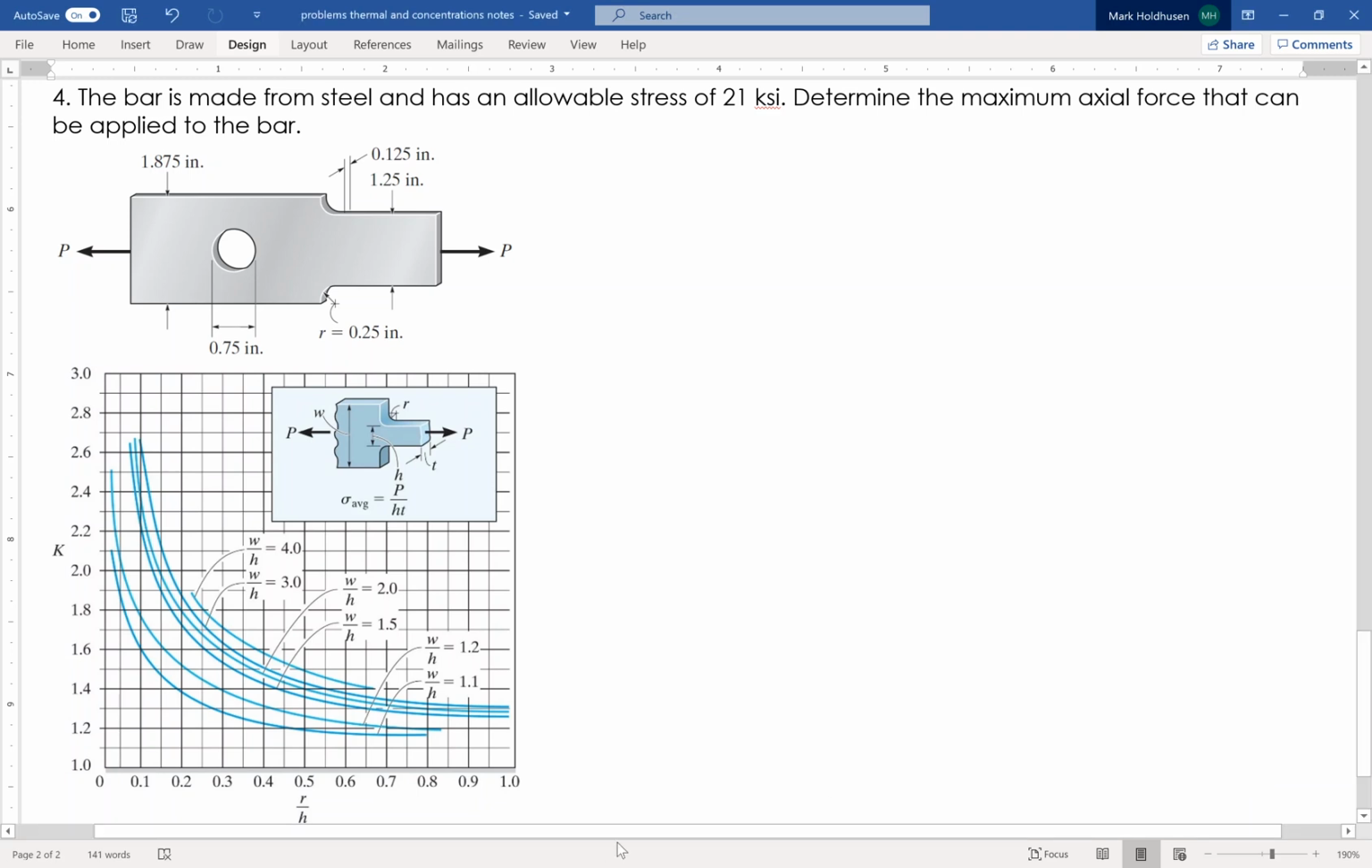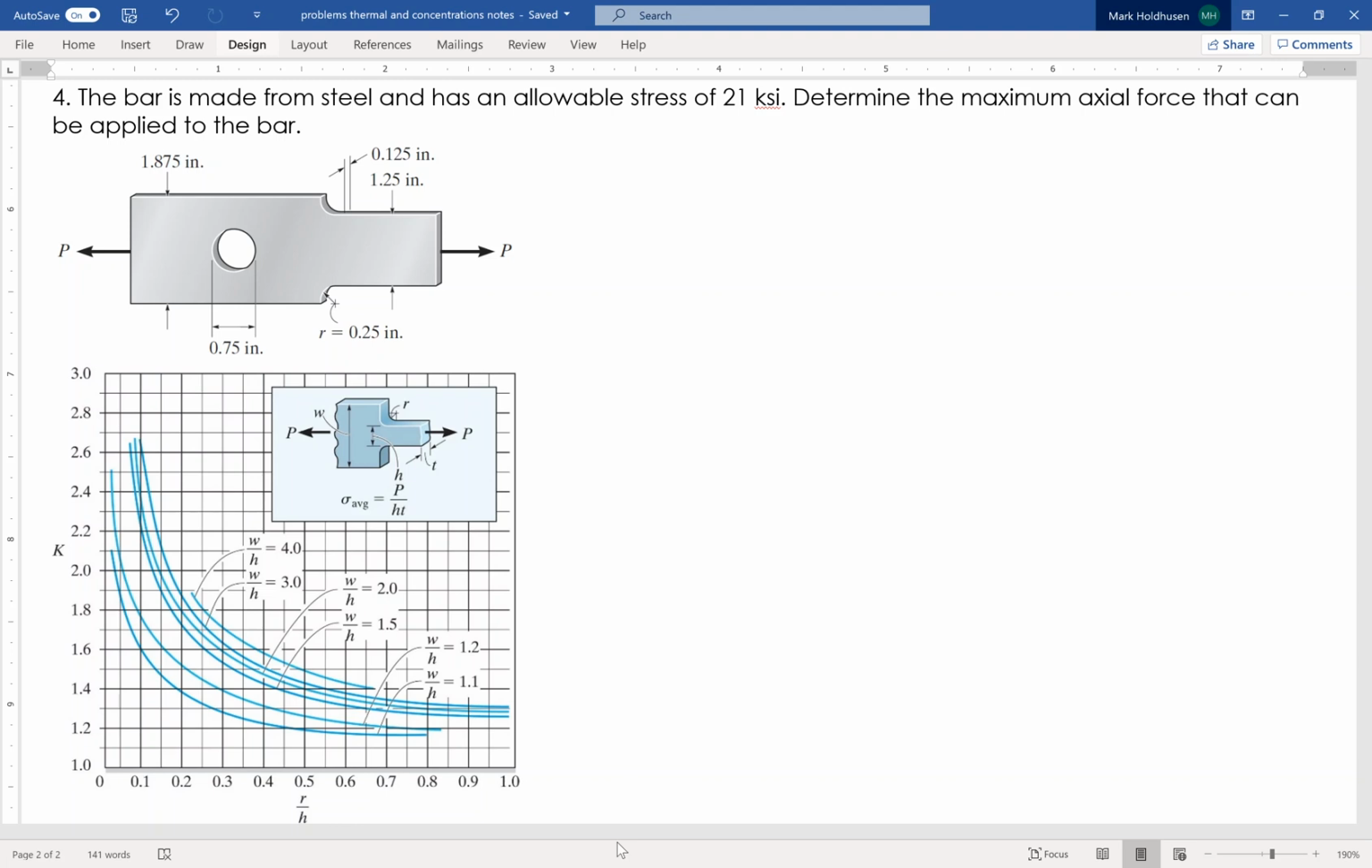Okay, so I've got a bar, it's steel, it's got allowable stress of 21 KSI. I want to find the maximum load so that it doesn't break. I've got two stress concentrations here. I've got the little shoulder right there, as well as the hole. So I'm going to have to figure out for both of them as to what I'm going to do.